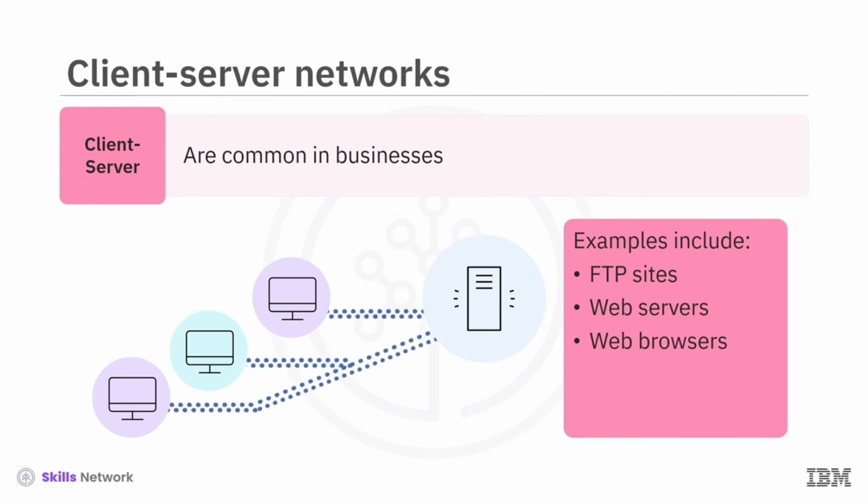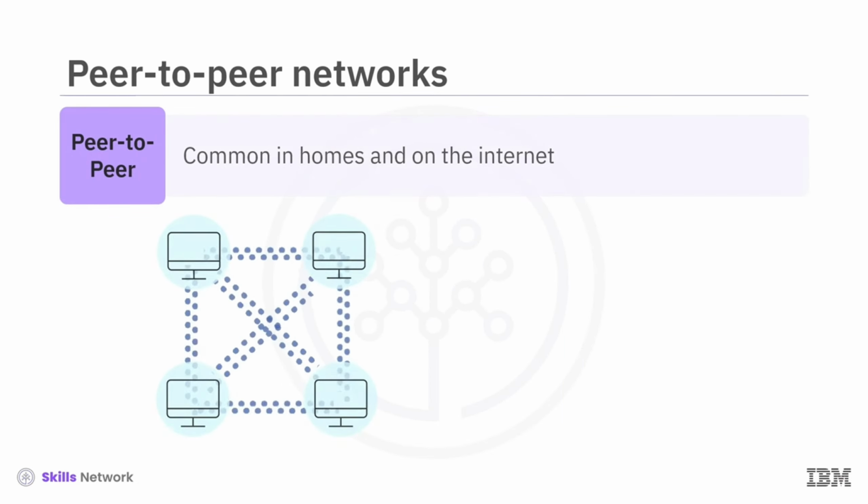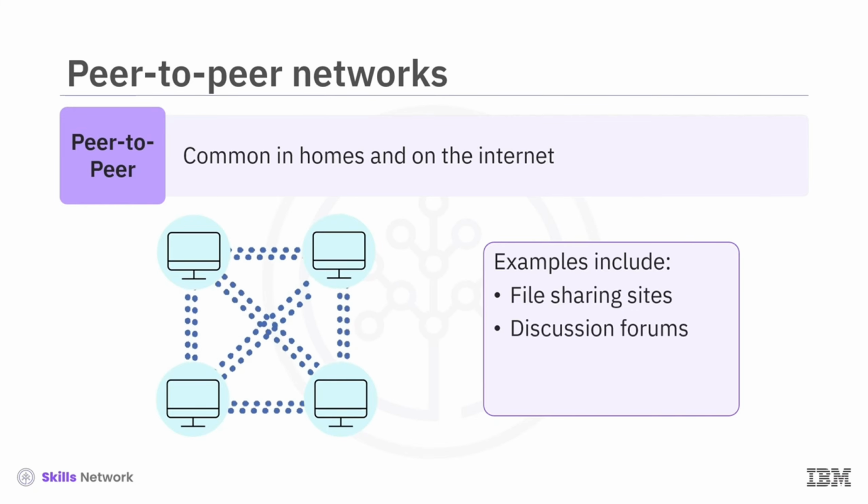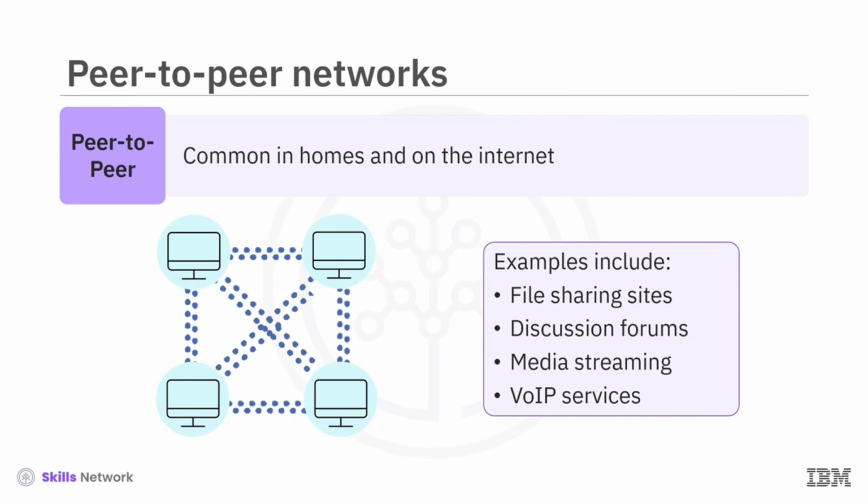Peer-to-peer networks are common in homes and on the Internet. Peer-to-peer networks allow users to share resources and information. Examples include file-sharing sites, discussion forums, media streaming, and voice-over IP services, also called VoIP services.